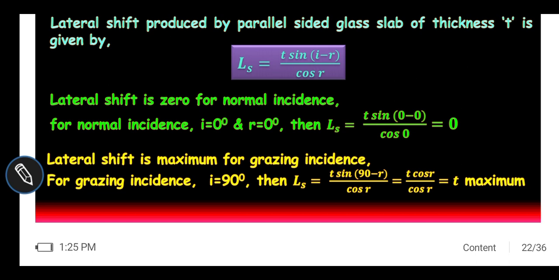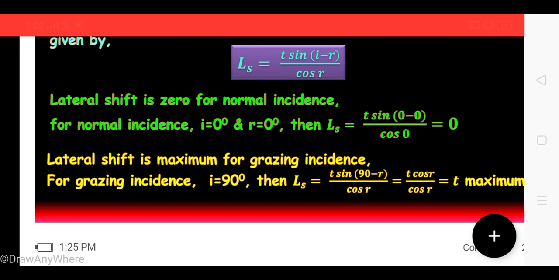So lateral shift is maximum for grazing incidence. Grazing incidence means the angle of incidence will be equal to 90 degrees. When we substitute the angle of incidence equal to 90 degrees, we get sin (90 minus R), which is cos R. So T cos R divided by cos R. Both cos R and cos R get cancelled. Remaining is T.